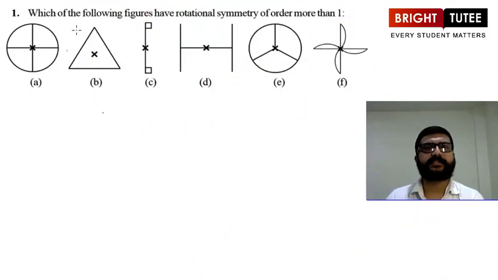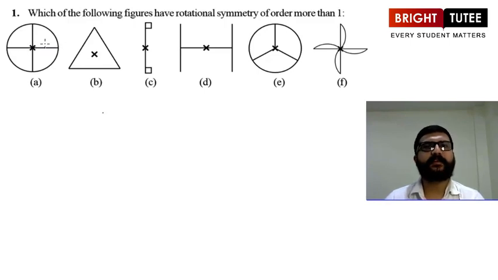Now let's try this question. We have to tell which of the following figures have rotational symmetry of order more than 1. Let's see the first one. Here we are having one circle in which two diameters are marked. These are two diameters and we have to rotate this circle about this point marked here.